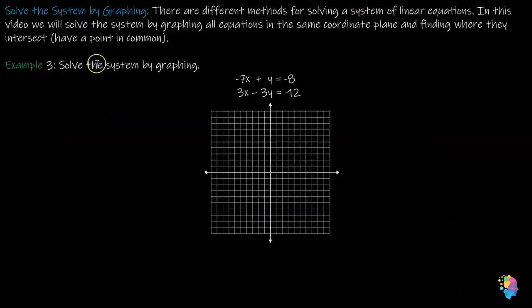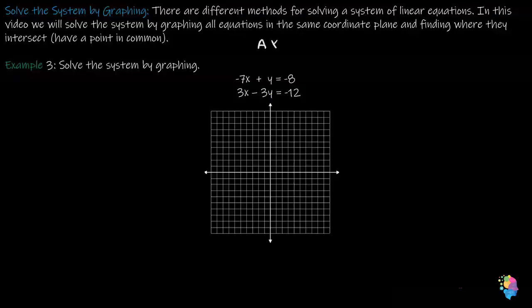Now, in example 3, they're still asking us to solve the system by graphing, but now our system is written in standard form. If you recall from the video finding slope and graphing equations, the standard form is given by ax plus by is equal to c, and the slope is found by dividing -a over b. That means that we have to change the sign of a, and the y-intercept is found by dividing c over b.